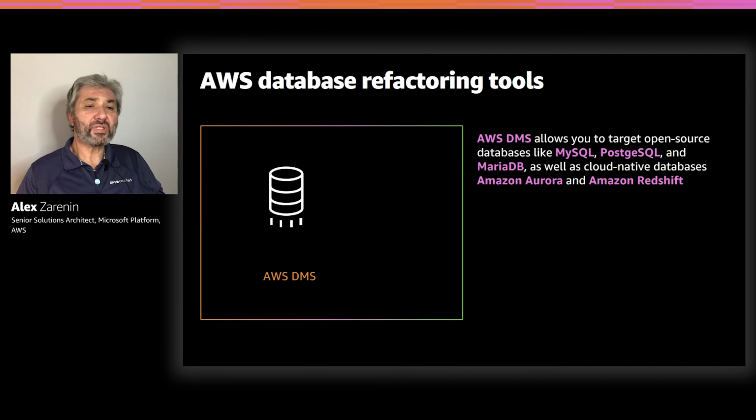We already introduced AWS DMS as a SQL Server migration tool. However, AWS DMS also allows you to target open-source databases like MySQL, PostgreSQL, and MariaDB in the Amazon RDS family, as well as the cloud-native relational database Amazon Aurora and the data warehouse Amazon Redshift. However, besides just moving data, refactoring your database to one of these offerings will also require some changes to database schema and associated application code.